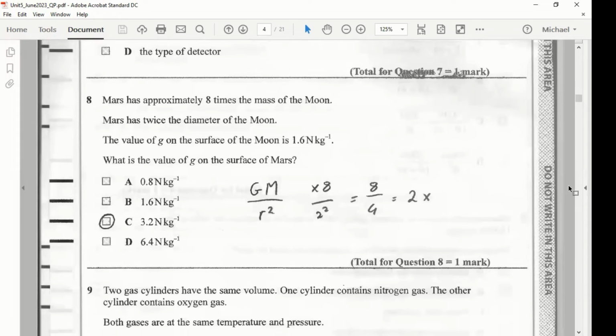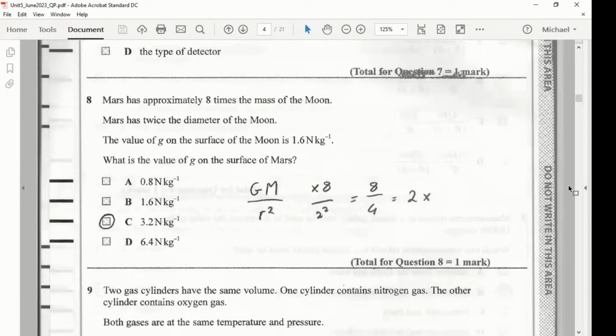Question 8. Mars has approximately 8 times the mass of the Moon. Mars has twice the diameter of the Moon. The value of g on the surface of the Moon is 1.6 newtons per kilogram. What is the value of little g on the surface of Mars?